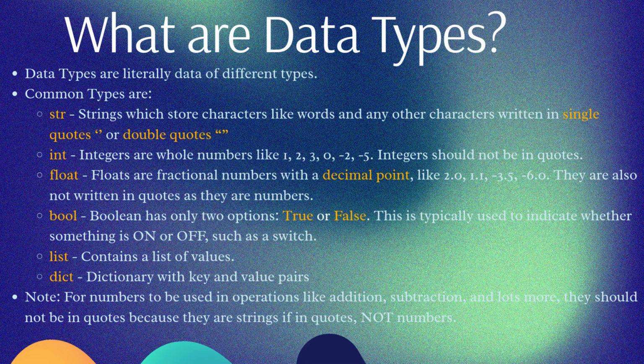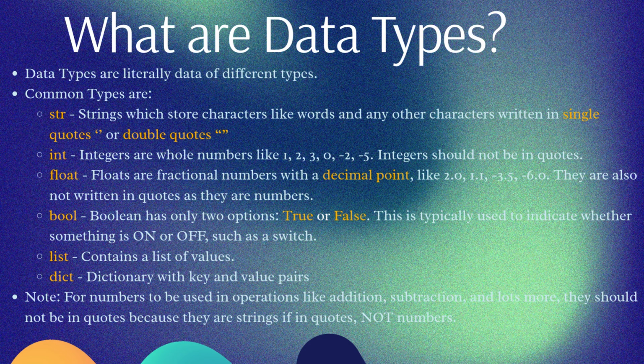Next up, we've got float with the keyword float. Floats are fractional numbers with a decimal point, like 2.0, 1.1, also negative, like -6.0, and many more. And they are also not written in quotes because they're numbers. Also, we've got boolean with the keyword bool. And it's got only two options, true or false. And this is typically used to indicate whether something is on or off, such as a switch.